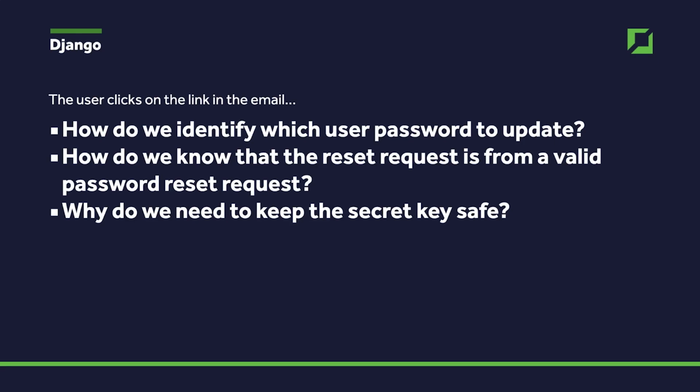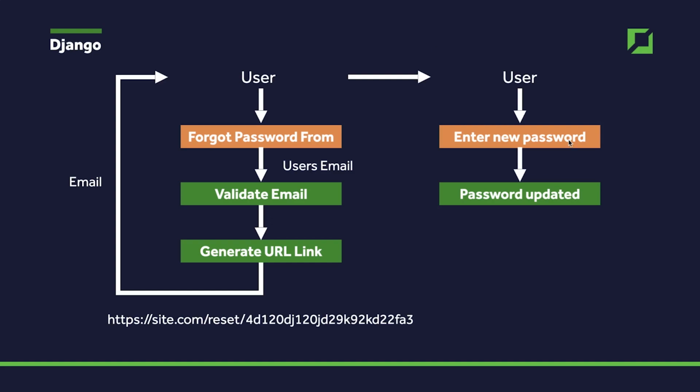So for example, any user might just come along to our reset link here, add some values, and then change a password. So how do we know who the user changing the password is? And then also, how do we validate whether the user has actually requested a password reset?